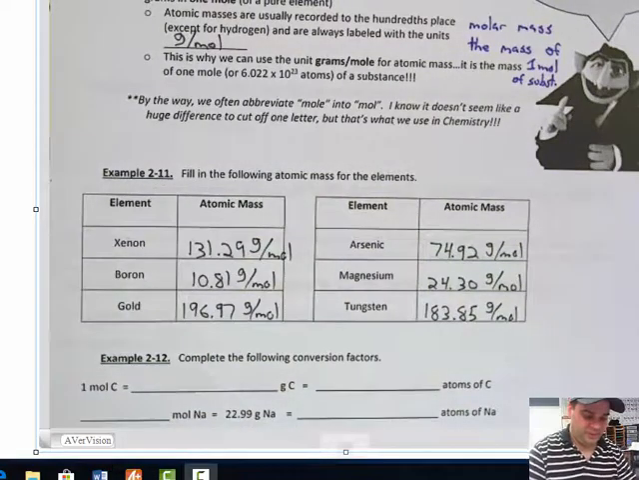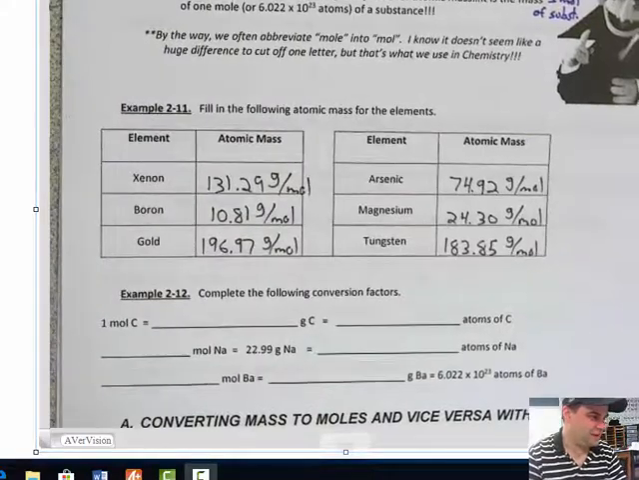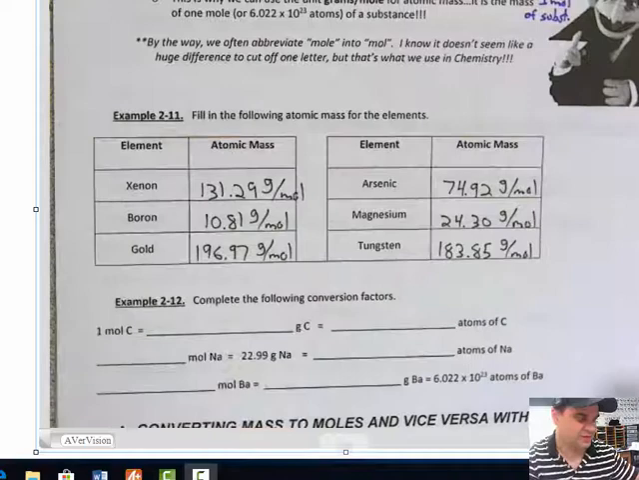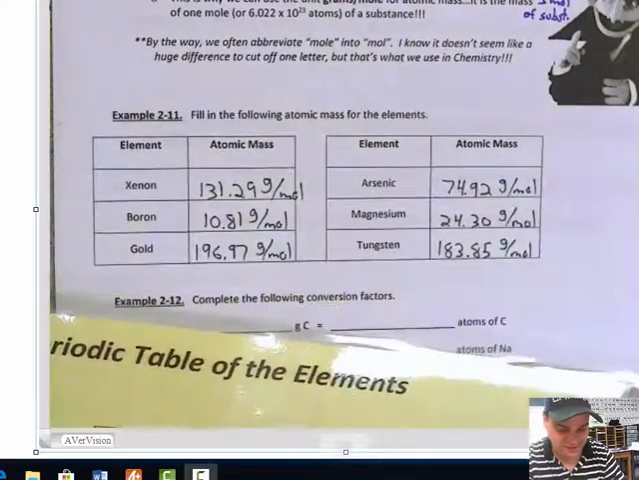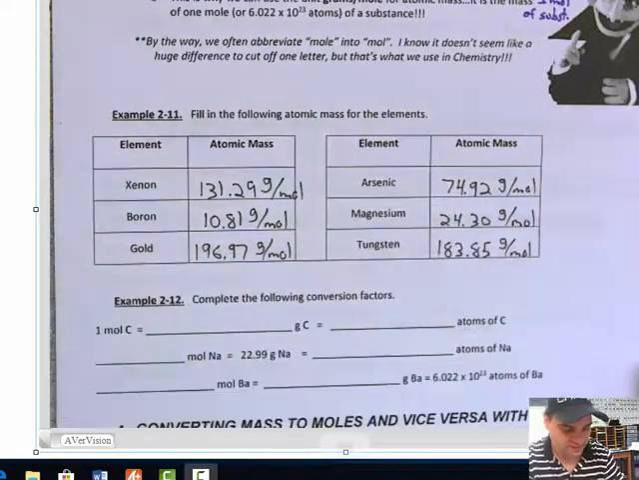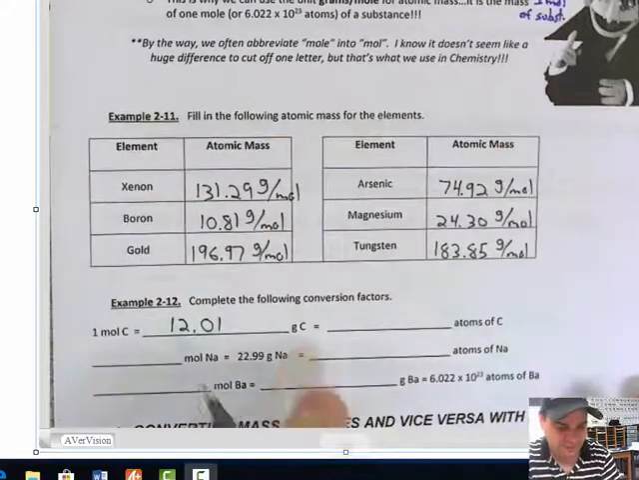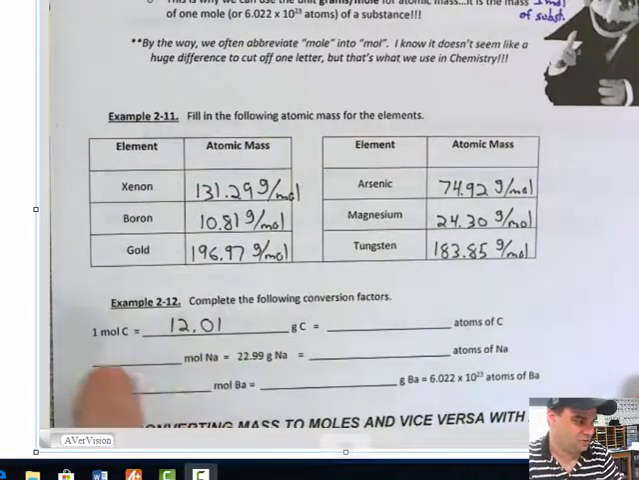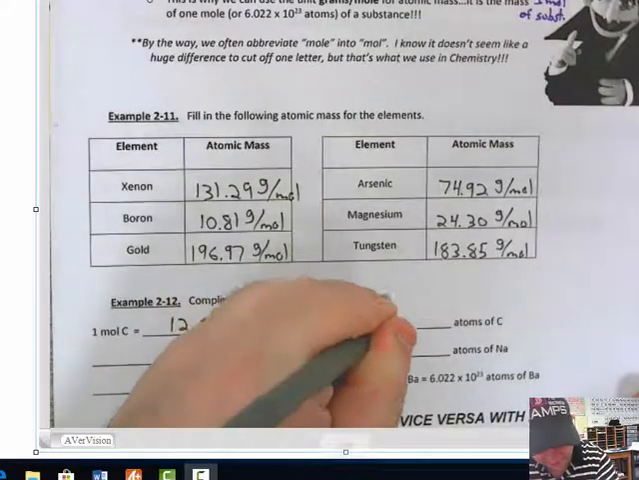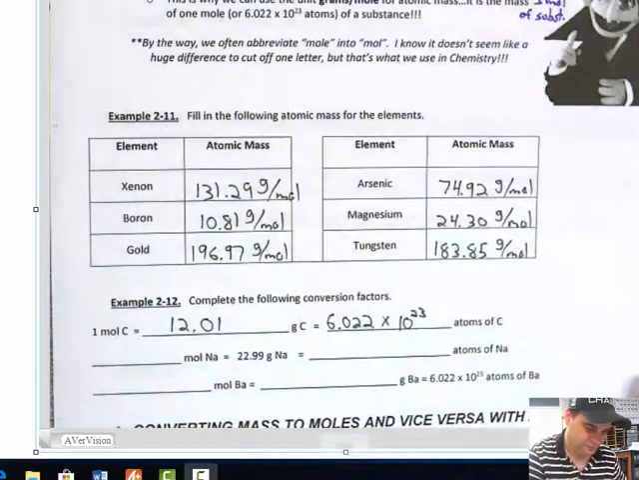We are going to complete the following conversion factors. So 1 mole of carbon. If we're trying to figure out the grams of carbon, you have to look up the atomic mass, which would be 12.01 grams of carbon. If you're trying to figure out the atoms in 1 mole, it is always equal to 6.022 times 10 to the 23rd atoms of carbon for 1 mole.